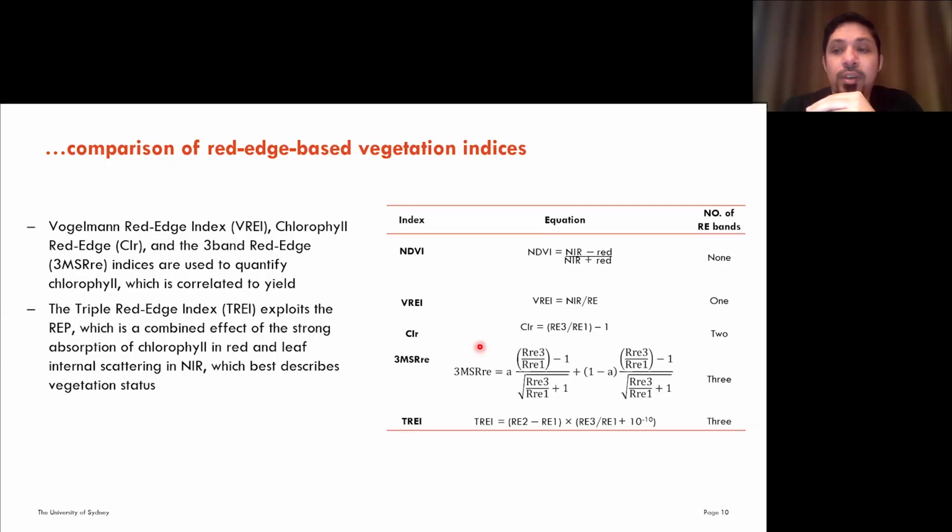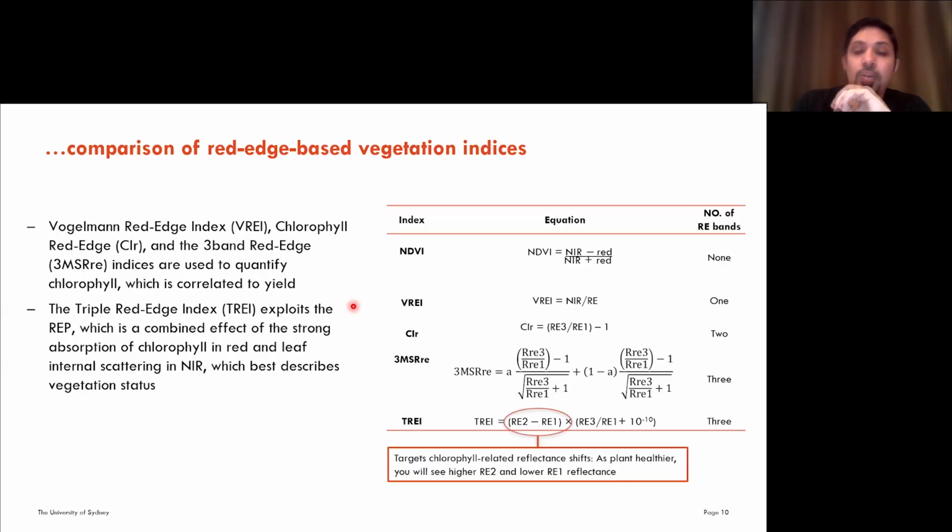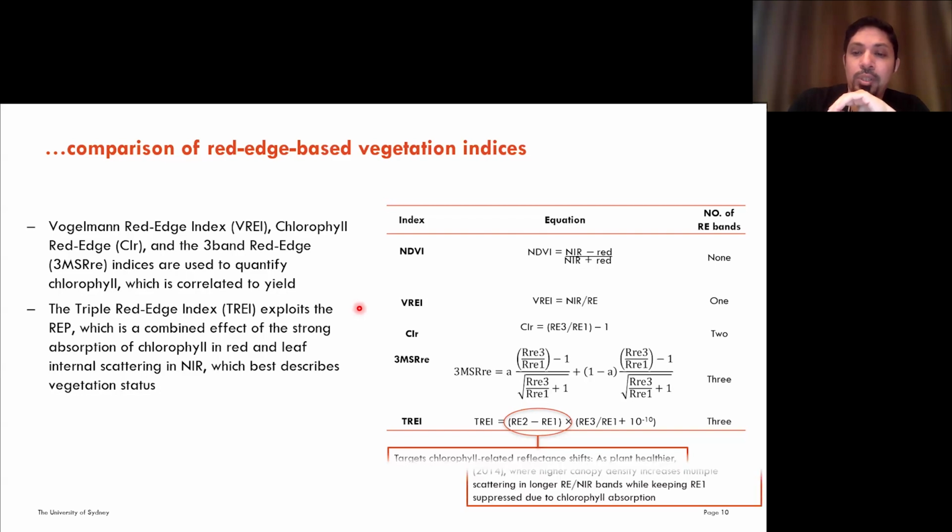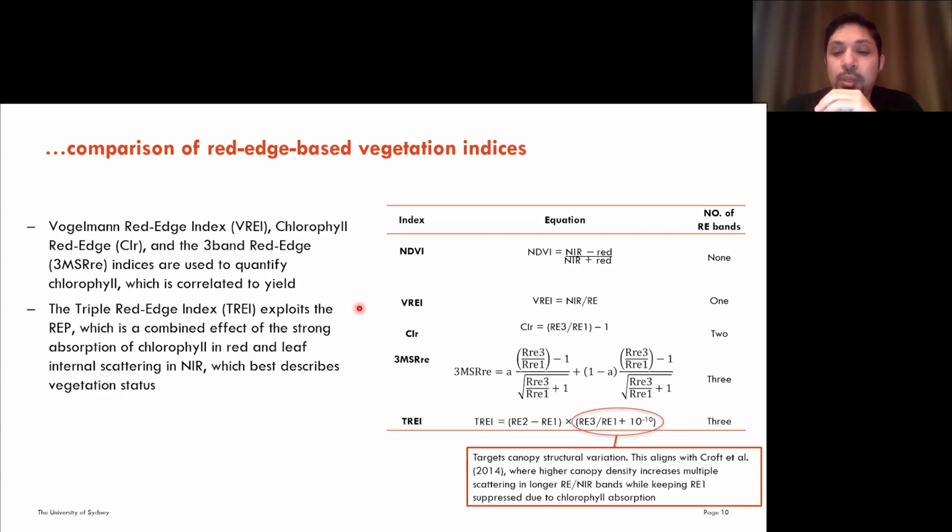As you can see here, the NDVI does not really use any red edge bands. You know that. But the VREI uses 1. The CIR uses 2. The 3MSRE uses 3. And the TREI, which we proposed, uses 3 as well. The way we formulated the TREI index, we just tried to capture the changes in chlorophyll content. And we found in the literature this is the best thing to do, by subtracting red edge 1 from 2. And to capture the variation in plant structure and the canopy structure, we found this the best equation.